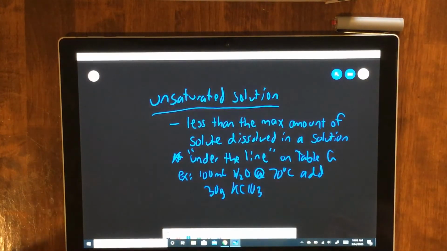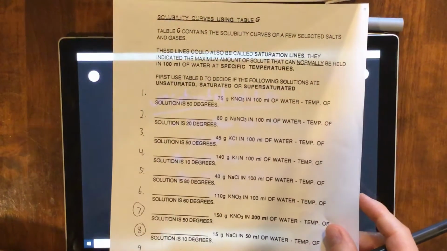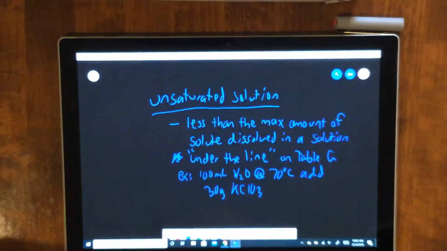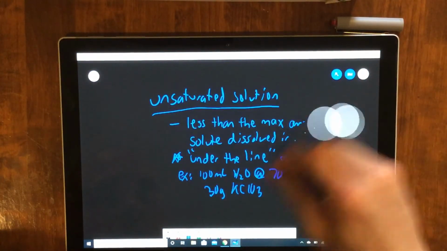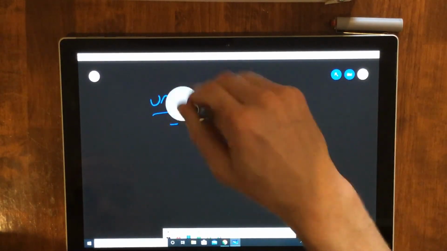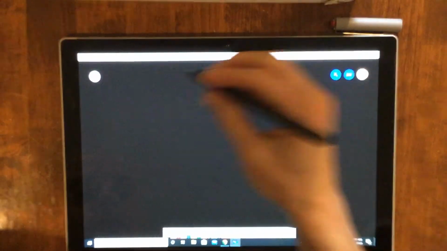This worksheet here is exactly this. You're just going to tell me, is it saturated, unsaturated, supersaturated? Okay. Saturated solution.